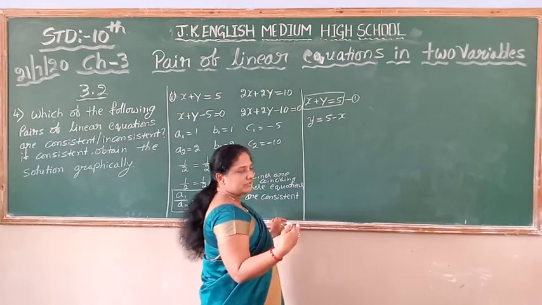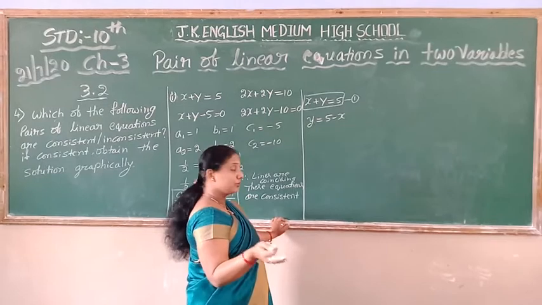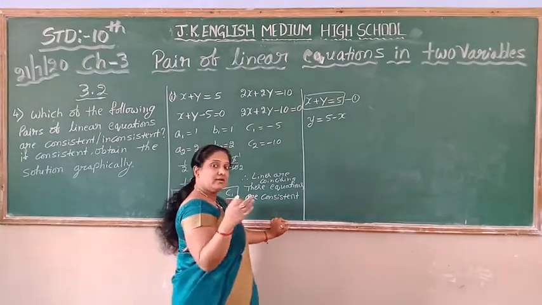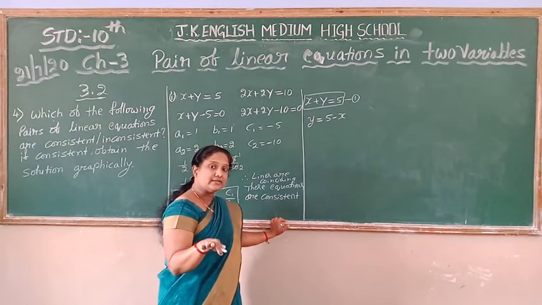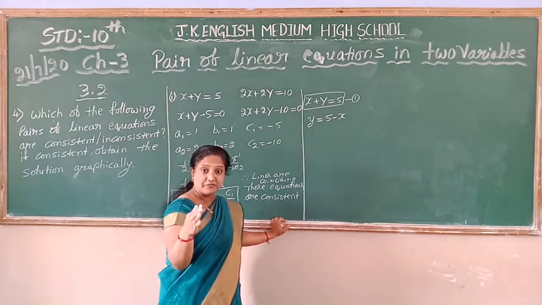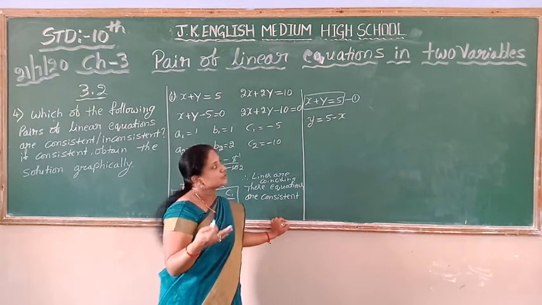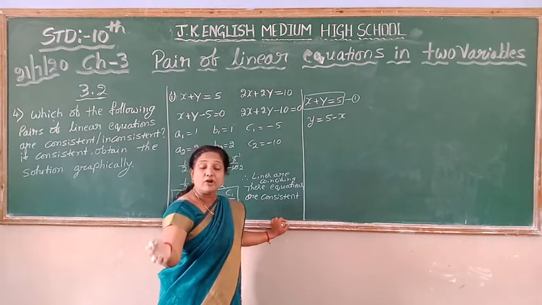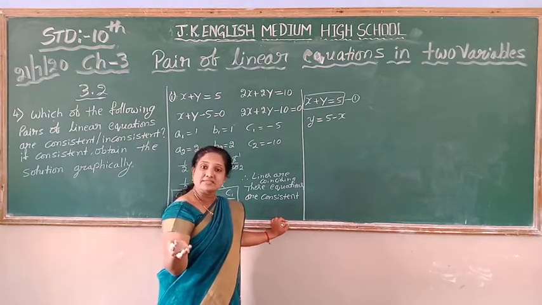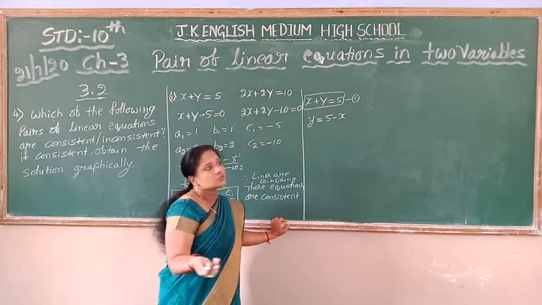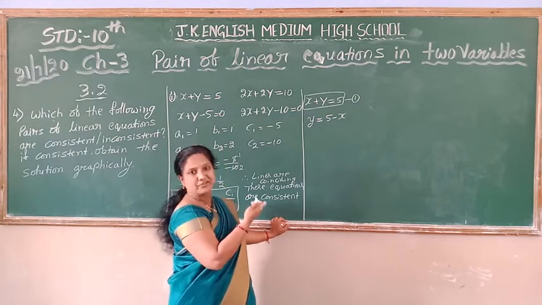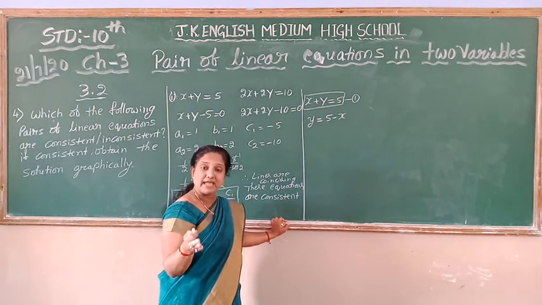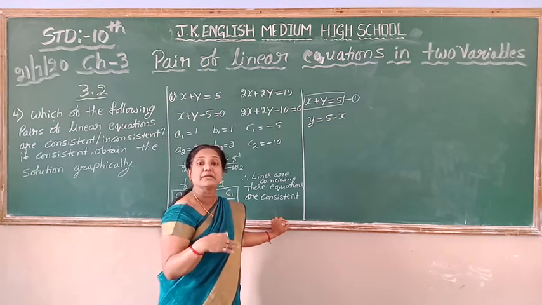You go on giving the values. Here we have come to know both the lines are coinciding, so it has infinitely many solutions. Every point of the line is a solution. So it's not necessary to find out the solution for x and y. Whichever values I give for this equation, the same values I can give for the other equation also, because they have the same infinitely many solutions.